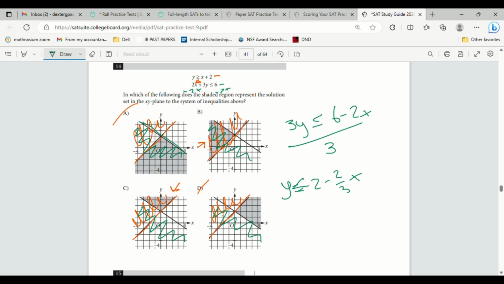And between B and C, the only graph that has both shading below our second equation and above our first one is B. There's a shared region right here, which doesn't exist in C.